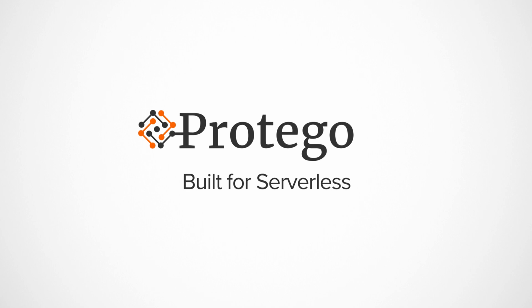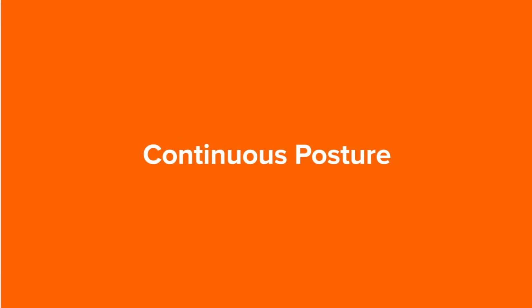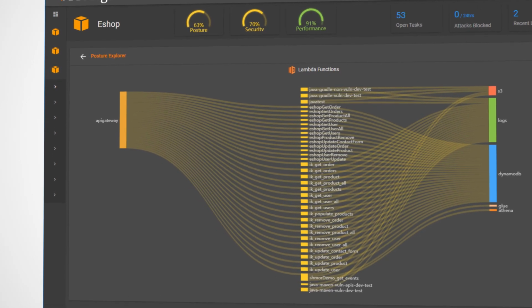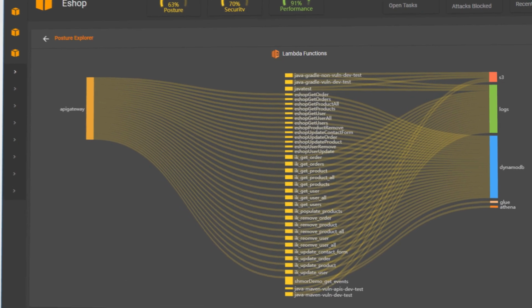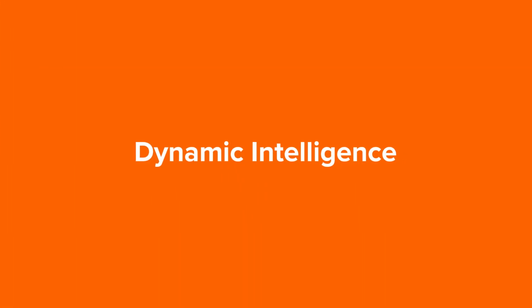The Protego SaaS application examines your application behavior and continuously adapts to increase security posture and provide dynamic defense. The Posture Explorer provides granular visibility into your architecture and highlights potentially dangerous interactions. Protego helps you strive for least privilege and manage vulnerabilities of third-party libraries. Protego continuously scans your serverless infrastructure.